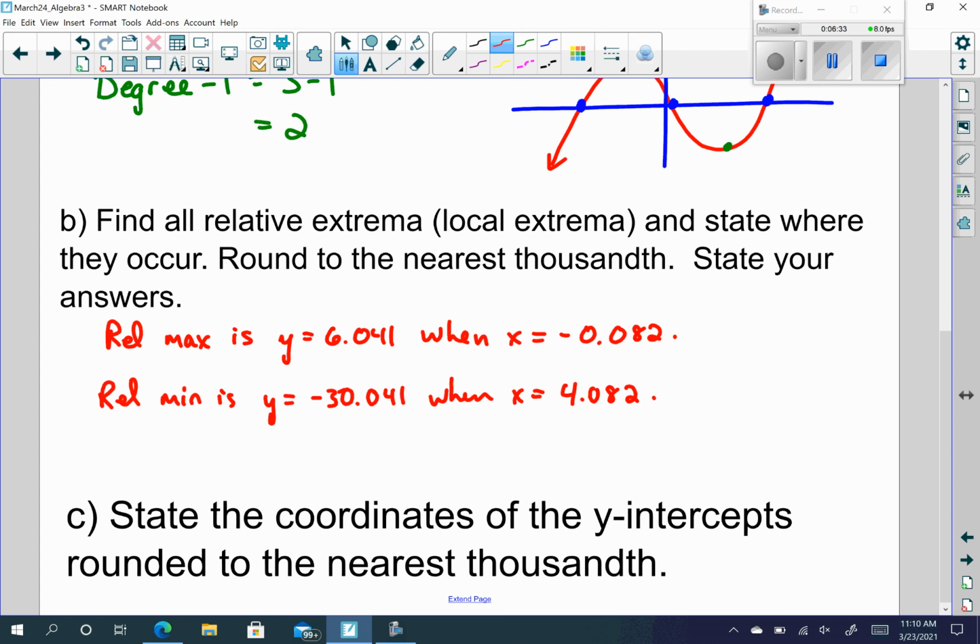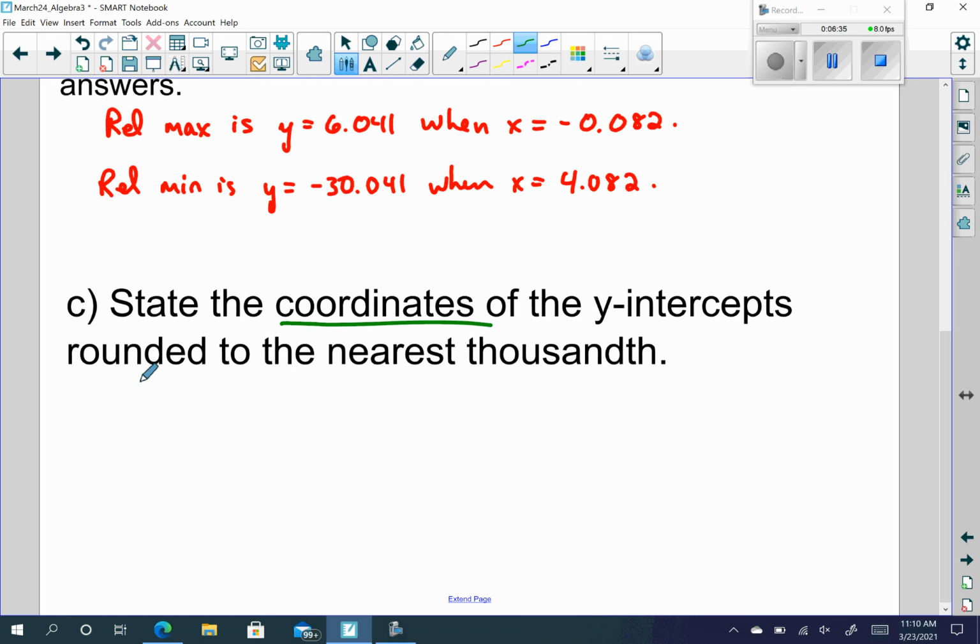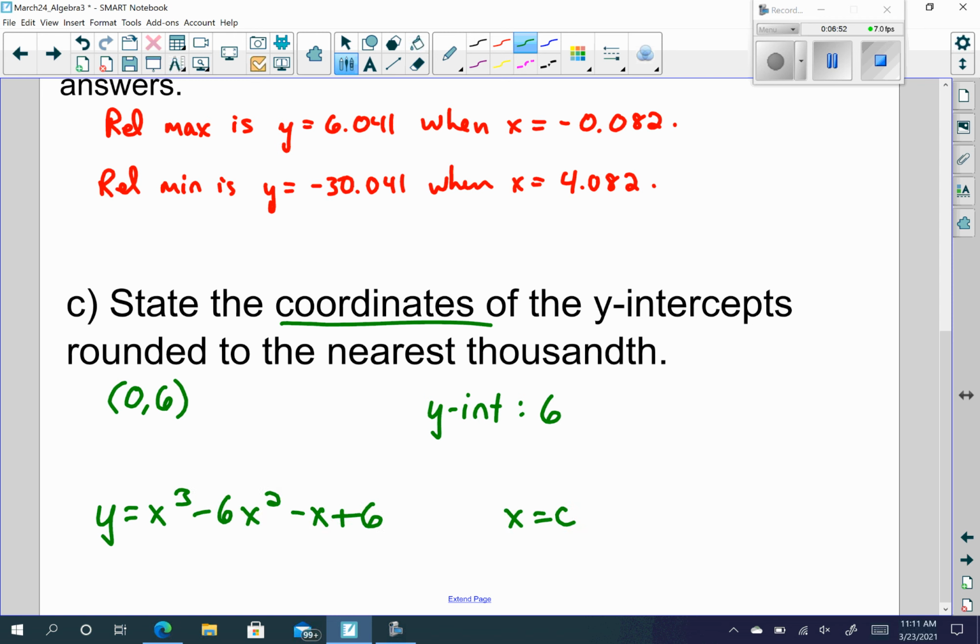So we want to state the coordinates of the y-intercept. When it's actually asking for coordinates, yes, it would be 0, 6. But if I just asked you for the y-intercept, it would be 6. Now there's two ways to do this. Graphically is one of them, or if we go back to our function, y is equal to x cubed minus 6x squared minus x plus 6. Remember, x is 0 when we're looking at the y-intercept. So if we plugged in 0 for all of these, we would get 0, 0, 0 here, and we would just be left with 6. So this gives us that y is equal to 6. So that's our y-intercept of 6, or the coordinate of 0, 6.